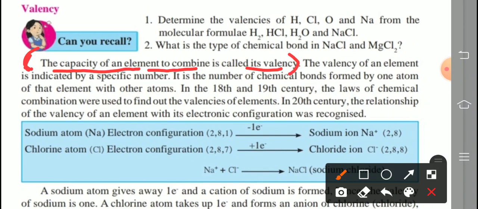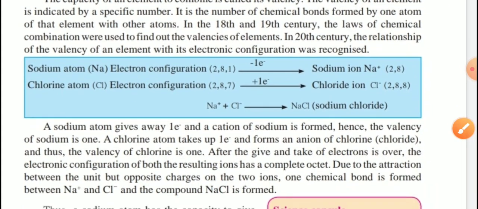This is the definition. The valency of an element is indicated by a specific number. It is the number of chemical bonds formed by one atom of that element with other atoms. In the 18th and 19th century, the laws of chemical combination were used to find out the valencies of elements. In the 20th century, the relationship of the valency of an element with its electronic configuration was recognized. So an example is given here.